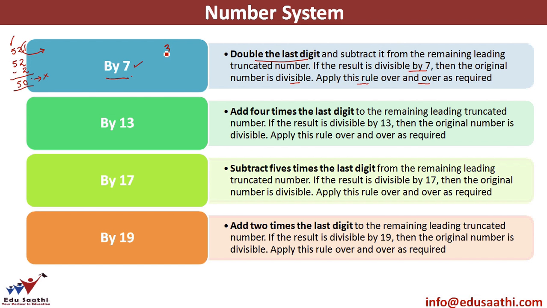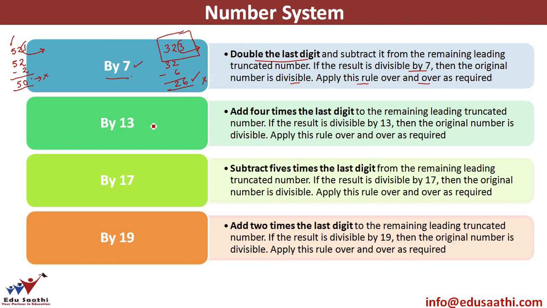Look at another number, 323. Remove the last digit, double it, and subtract it from the leftover number. What are you left with? 26. Is 26 divisible by 7? No. That means this number is not divisible by 7.